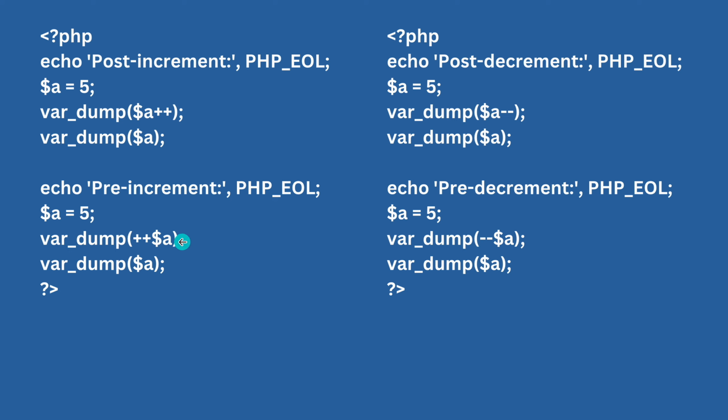What will happen here? 6. And here? 6. Great. What will be the value here? 5. And then 4. And then 4 here. Clear?